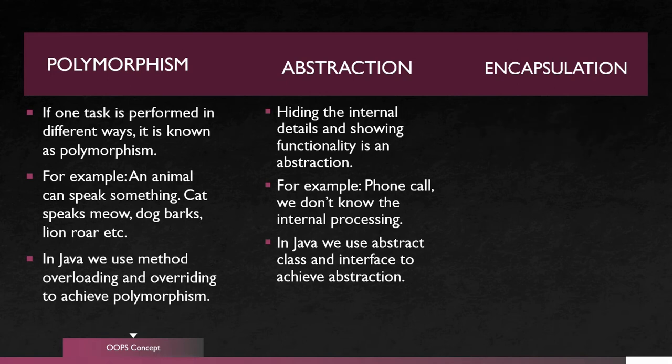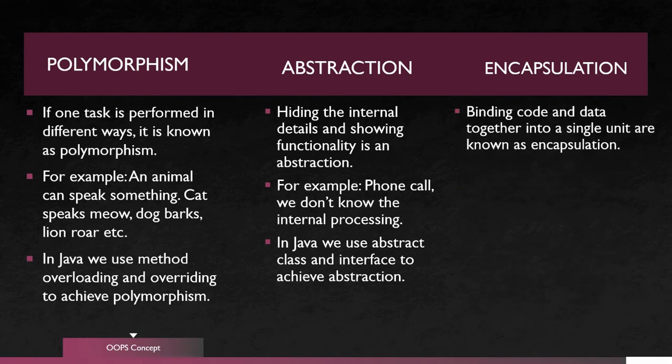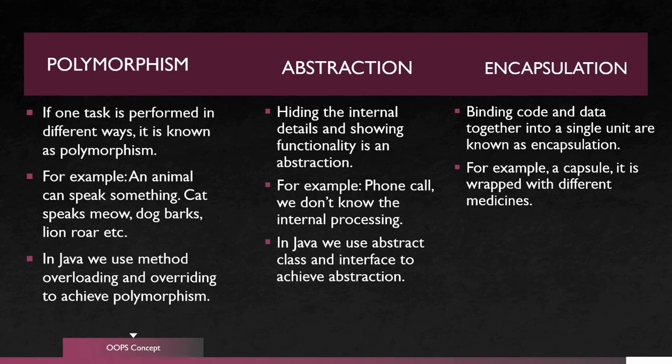Now what is encapsulation? Encapsulation means binding the code and data together into one unit. That is known as encapsulation. It means, suppose you define one class and you define all the things inside the class, like a capsule. We can give the example that a capsule is wrapped with different medicines. In Java, a class is the example of encapsulation.